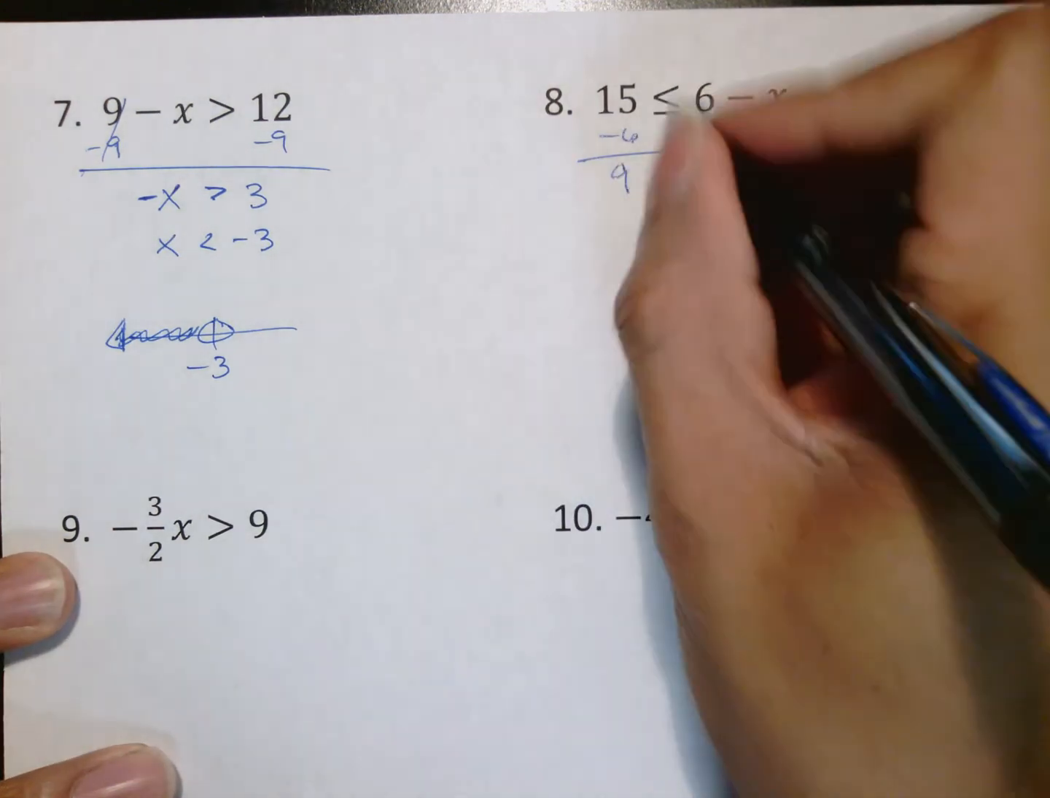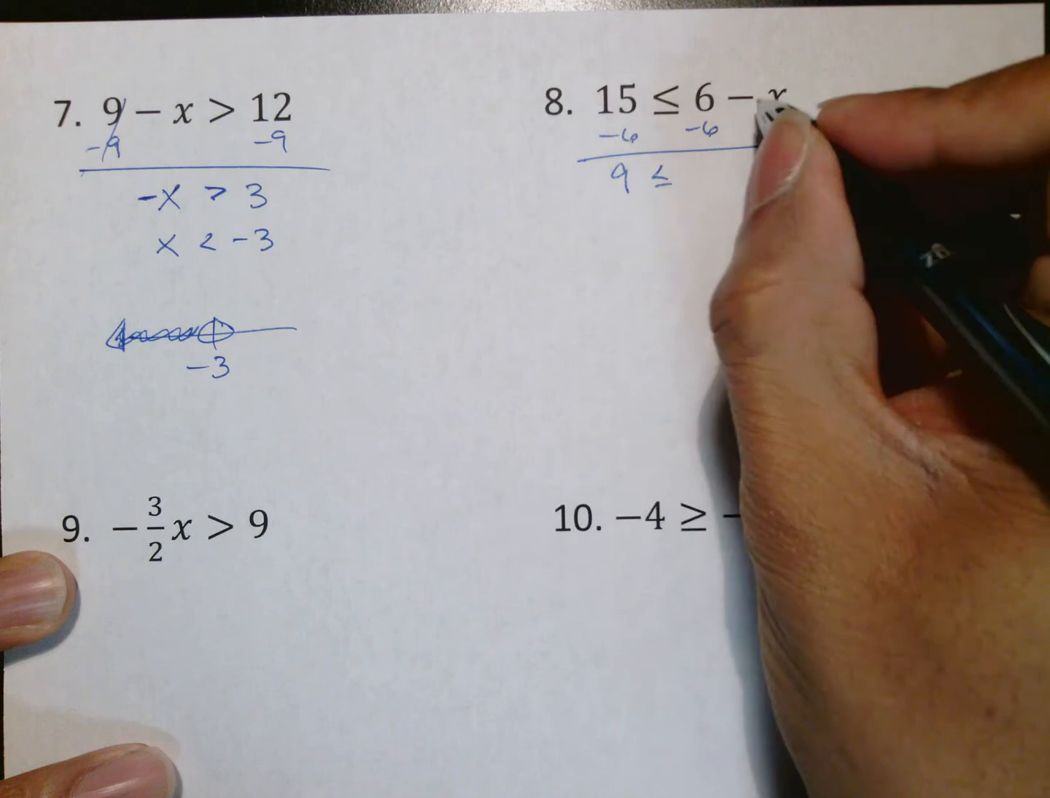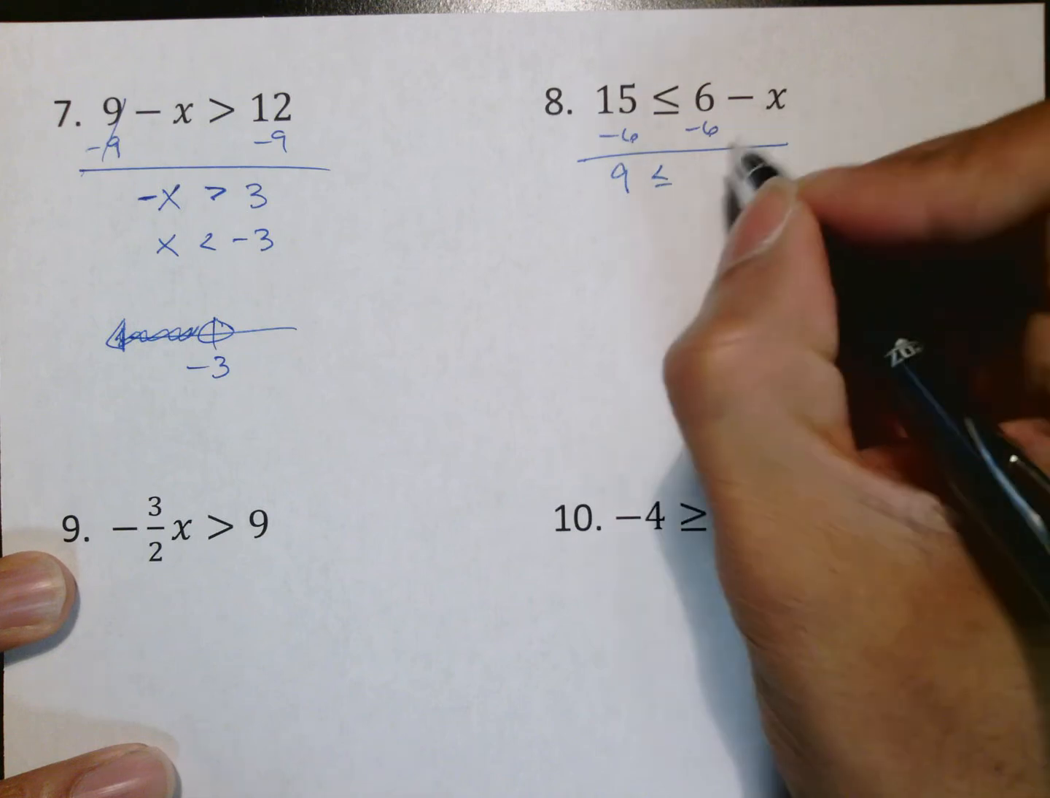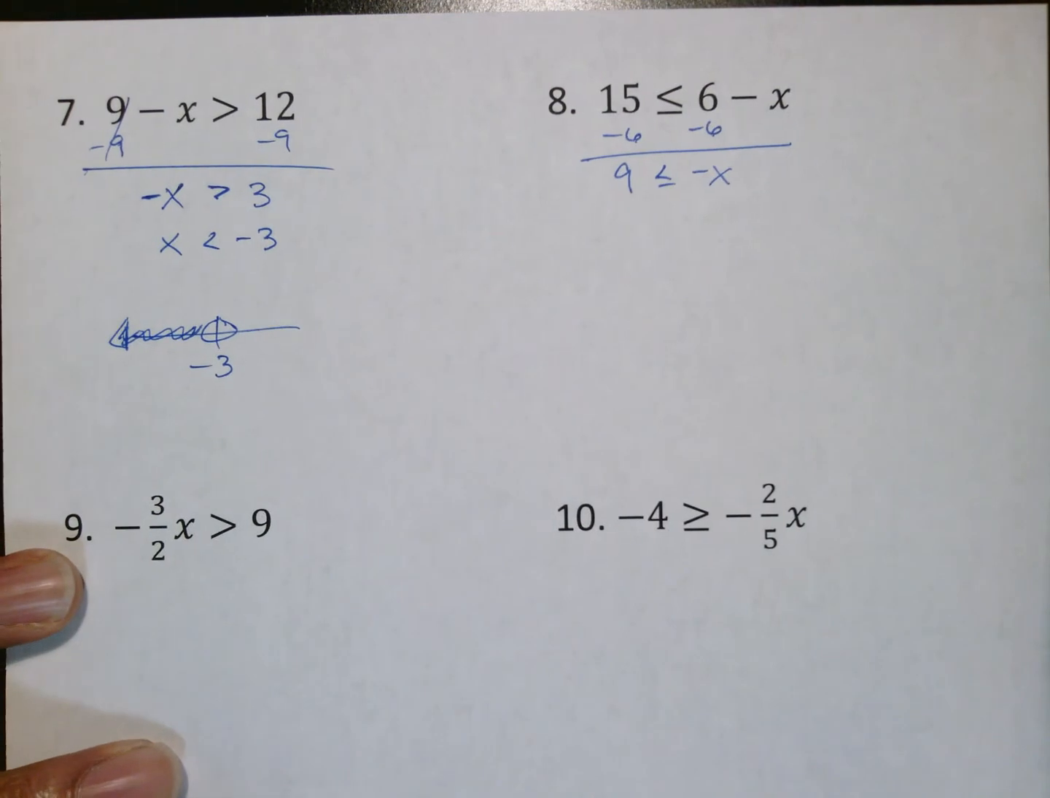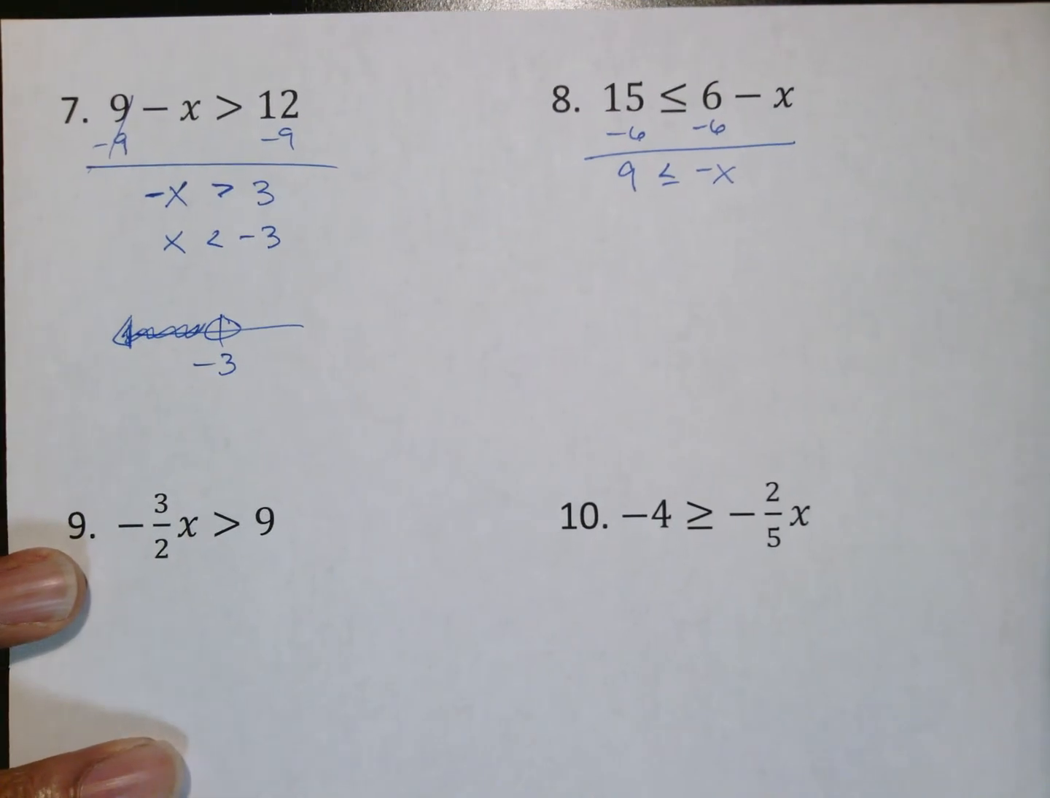15 minus 6 is 9. Sign does not change. But again, do not forget that this x is negative. And as long as you don't mess up on that, I think you'll get this question right. I think a lot of these questions are really easy. You just have to make sure, again, you take some pride in what you're doing.